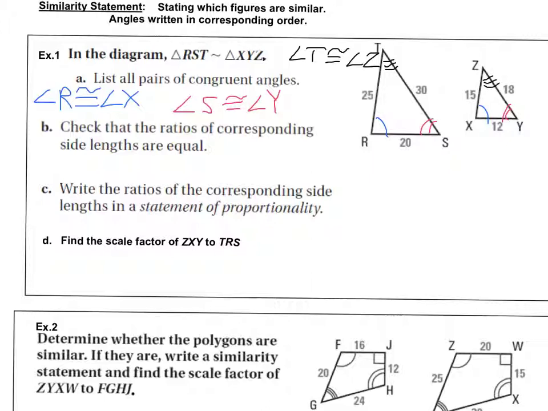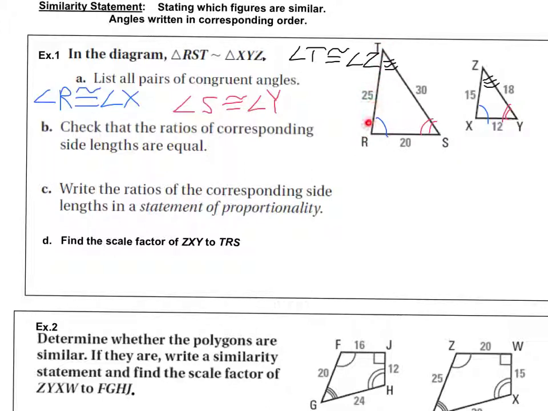So since these two triangles are similar, all three angles of one triangle are congruent to all three angles of the other. Doesn't mean that all three angles are the same. It just means they're congruent between the two triangles. Now, B says check that the ratios of corresponding side lengths are equal. If these two triangles are similar, and we know they are, then the side lengths, when we compare them, should form the same ratio. So here's what I mean by that.